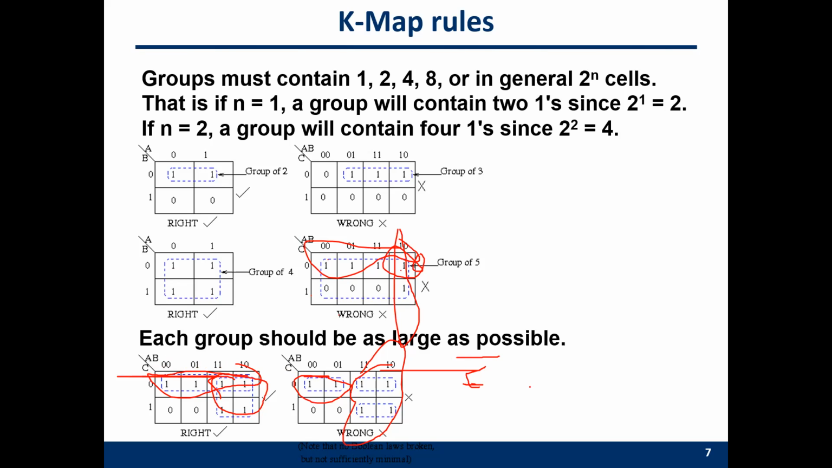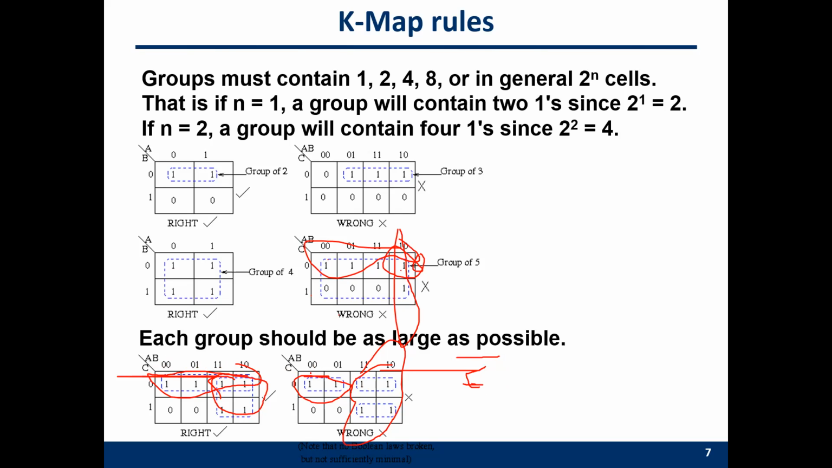What does all the possibilities here mean? It means we use A bar B bar plus A bar B plus AB plus A B bar. So when we add these terms together, the result is 1. So we do not have anything else here.